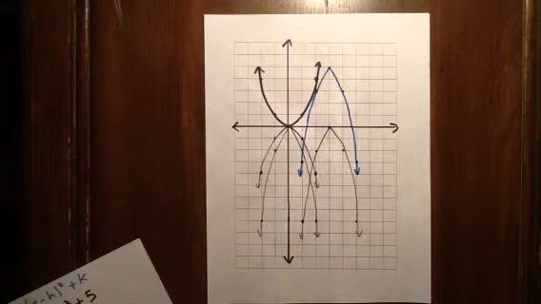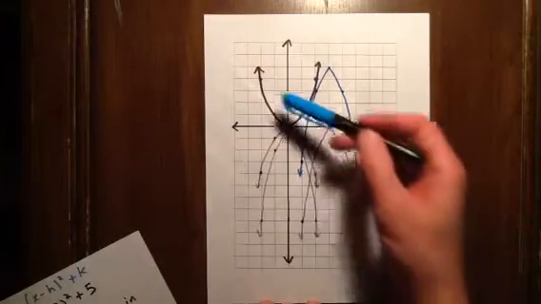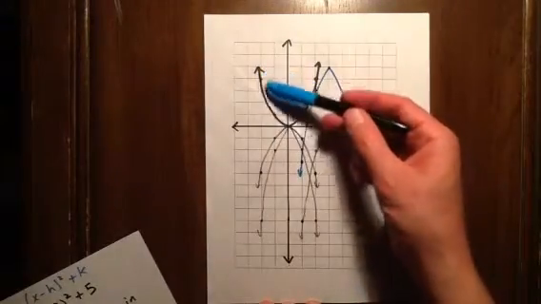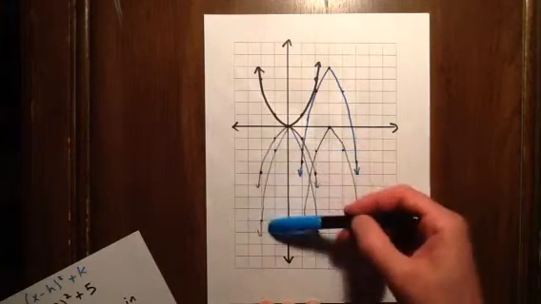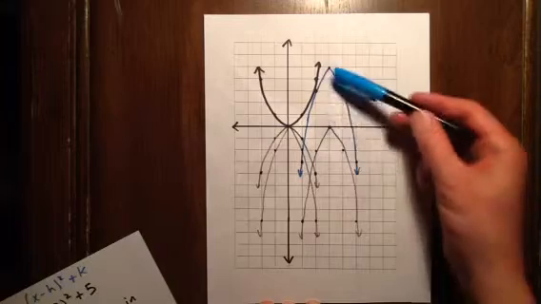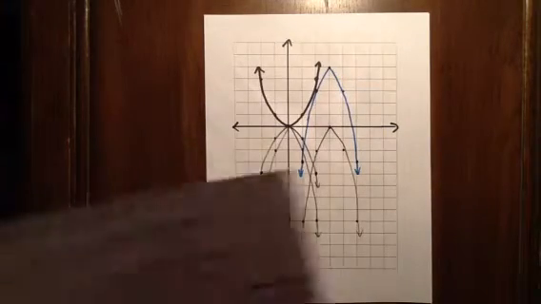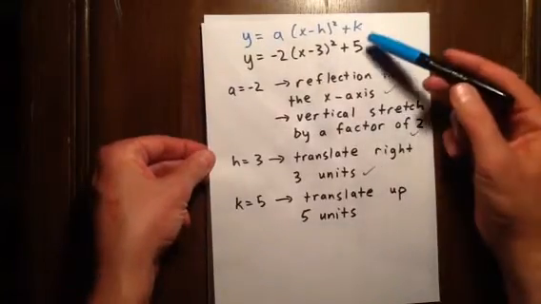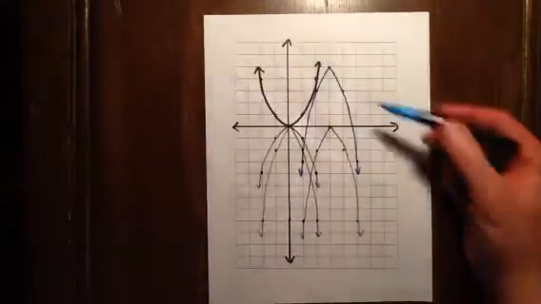And so what we've done is we've shown all the changes that took place. Change means transformation. All the changes that took place: the reflection, the stretch, the translation over, and the translation up. And the final curve, the curve y equals 2x minus 3 squared plus 5, is the blue one.